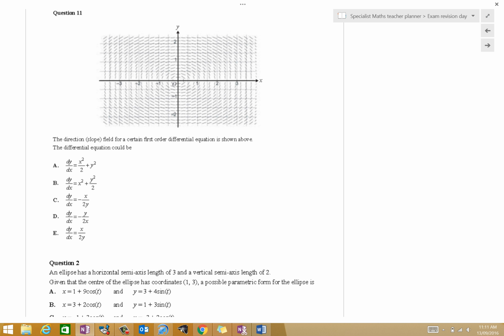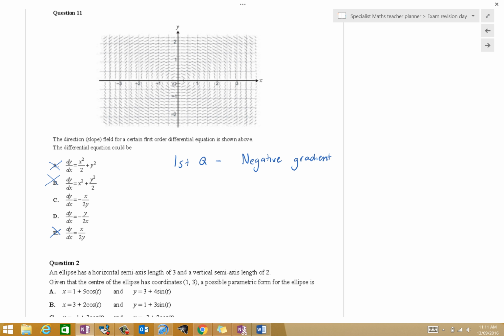The second thing is I'm basically going to look at the quadrants. So in the first quadrant, the gradients are all negative. Now if you think about it, if we've got negative gradients but we've got positive values of x and y, then how could those possibly be negative? So therefore, I can rule out A, B and E instantly by looking at the gradients in the first quadrant.